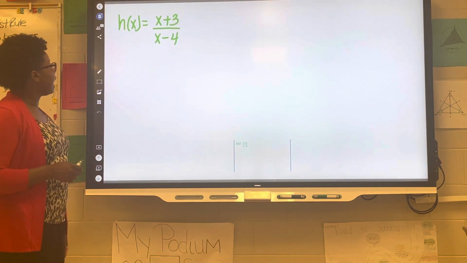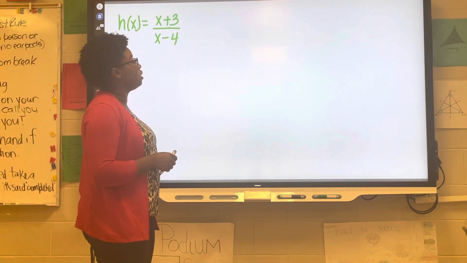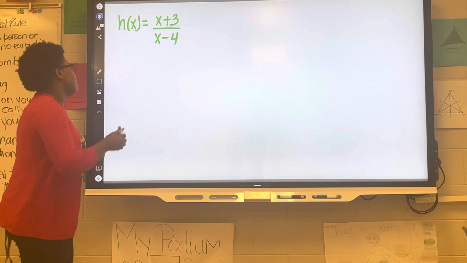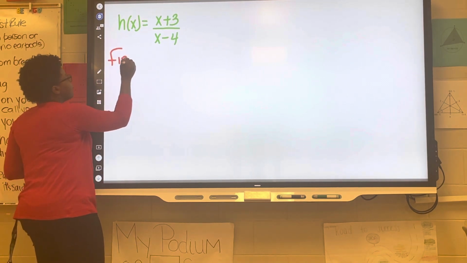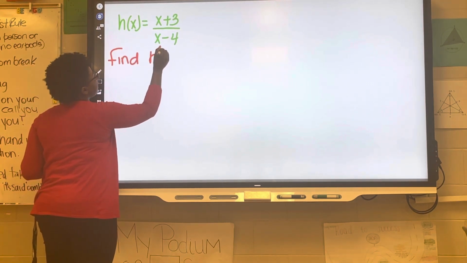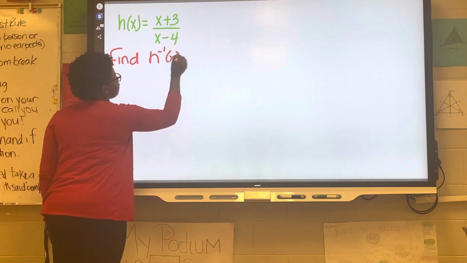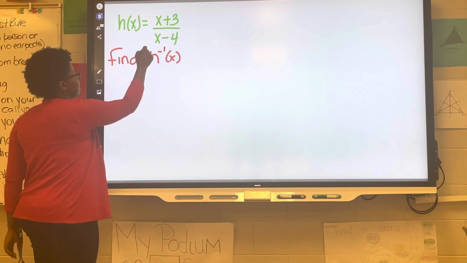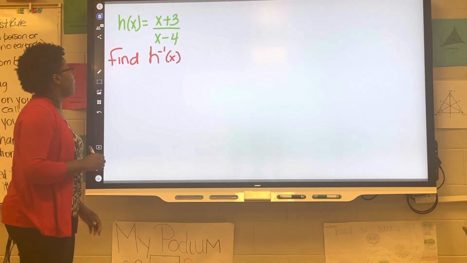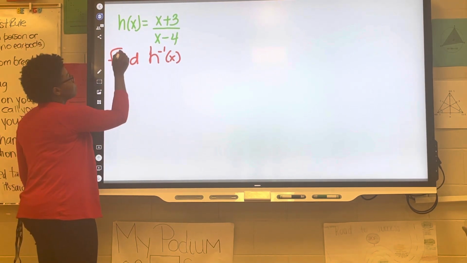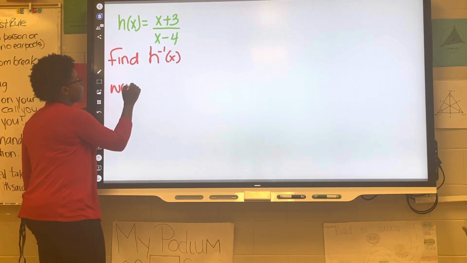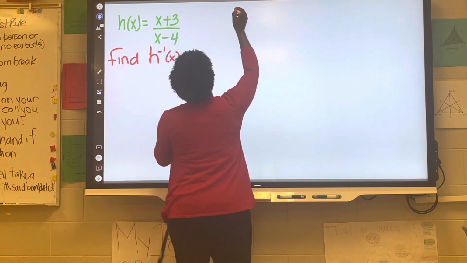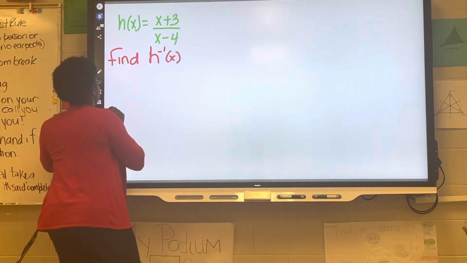So this one says h of x is equal to x plus 3 over x minus 4. So for this one, we want to find the inverse of h of x. So we need to find the inverse function. And once you see the negative 1 at the top, that basically means inverse. Alright, so from here, we're going to write the given function. So write function. I'm going to go to the top. I think I have more space up here. Oh, never mind. Let's go back here.